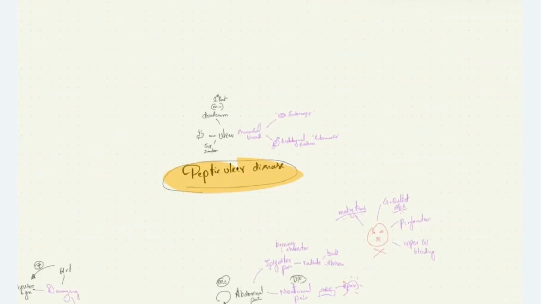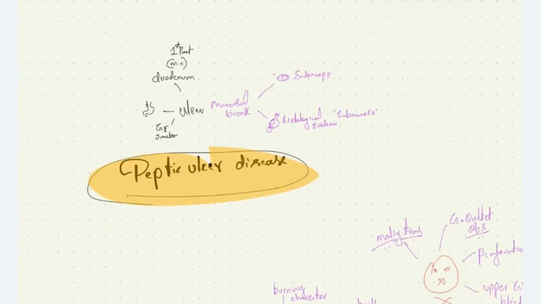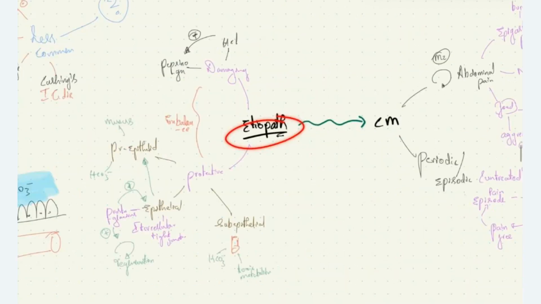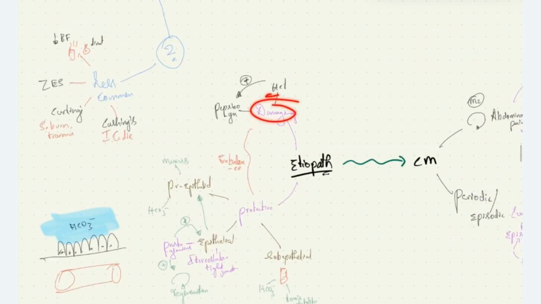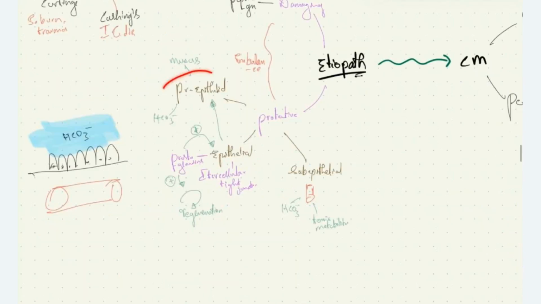To summarize, peptic ulcer disease is a disease where there is a mucosal break, which is endoscopically visible, or there is histological evidence of depth until the submucosa. In the pathophysiology, we saw damaging factors and protective factors imbalance leading on to peptic ulcer disease. The damaging factors are HCl and pepsinogen. Protective factors: we have pre-epithelial factors like mucus and HCO3 minus, that is bicarbonate; epithelial factors like prostaglandins and intercellular tight junctions; and subepithelial factors like blood supply.